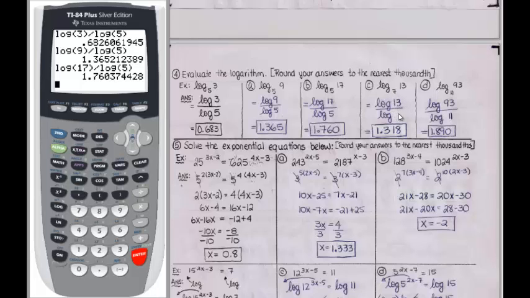I forgot to write the little 7 right here, so please make that correction.